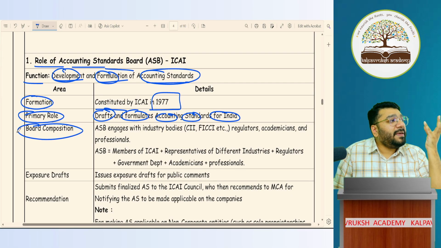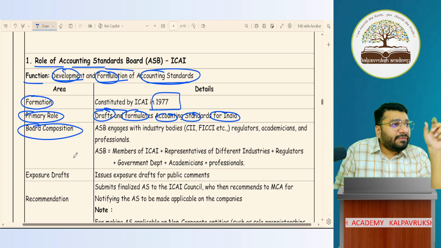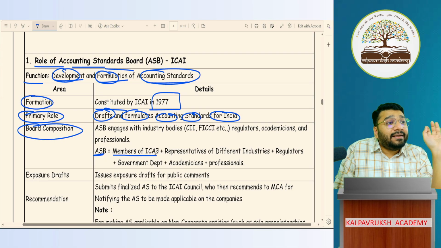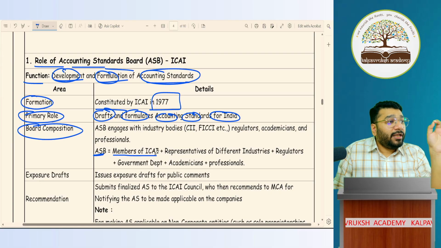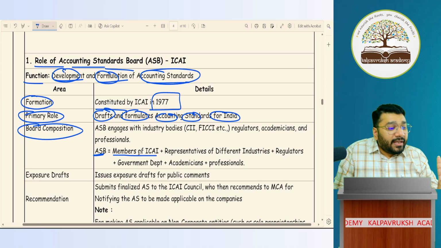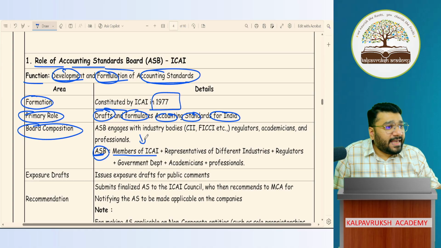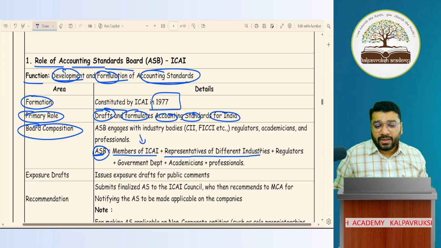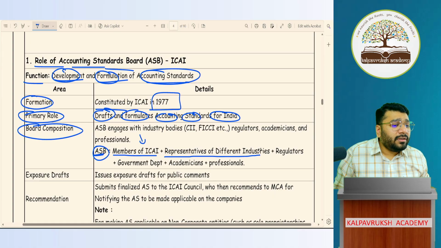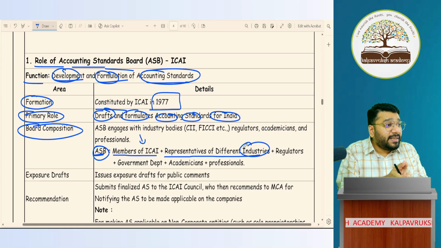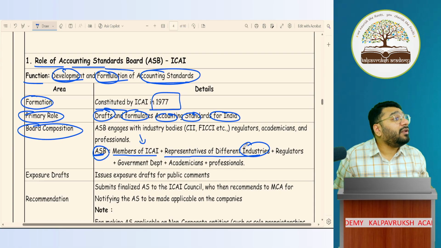This ASB comprises multiple people. In short, the ASB comprises members of ICAI, the elected members of ICAI. There are selected people who are told to go to this board and take up the role of drafting and formulating AS. But ASB does not comprise only members of ICAI. With that, we have other members called representatives of different industries. Please tell me, the challenges in accounting are faced by whom? ICAI? Or is it these industry people, manufacturing industry people, service people, who are actually doing the accounting on a day-to-day basis, who are facing the challenges? These are the people who are facing the challenges.